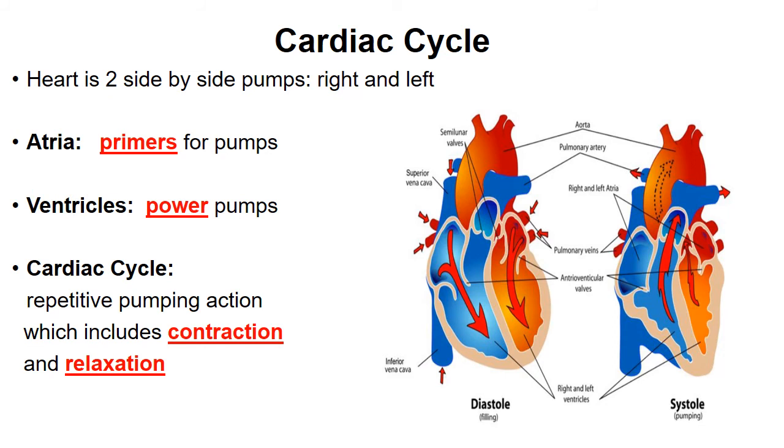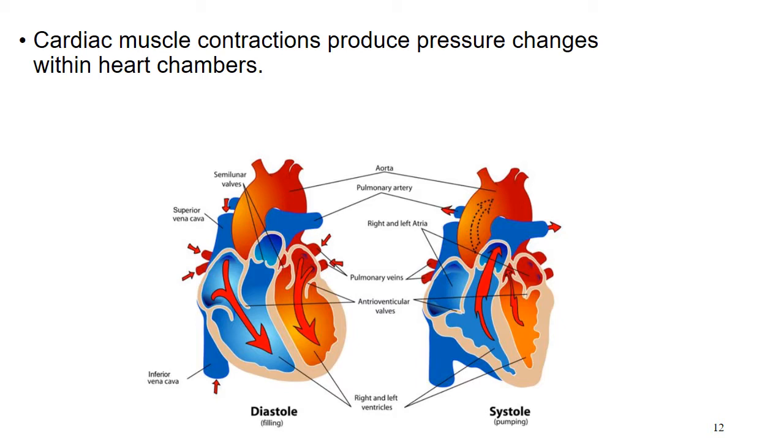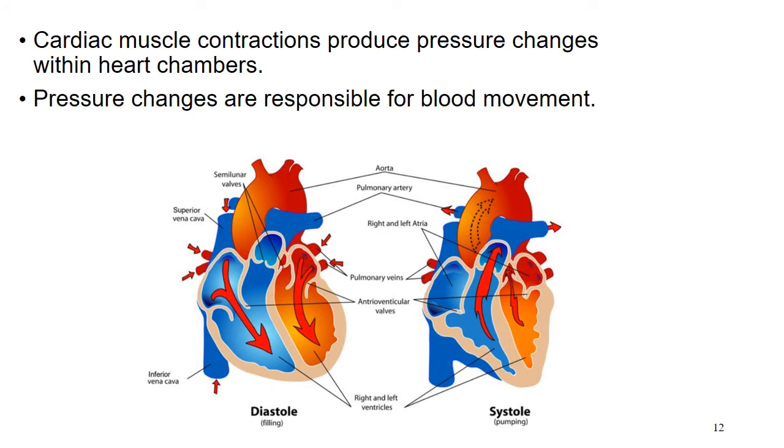So let's start to put all of this together. We have some more words to figure out, and then we're going to talk about blood pressure. The cardiac muscle contractions produce large pressure changes in the heart. These pressure changes are responsible for blood movement. So here's the way to think of this.